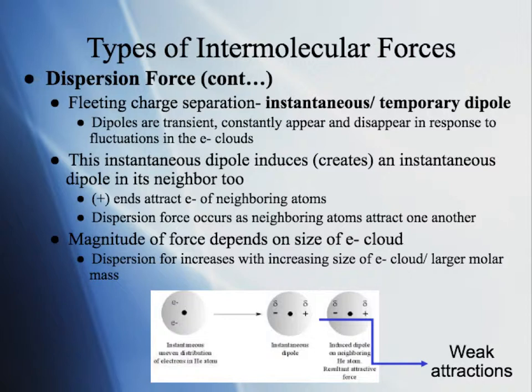For example, if one molecule has a slightly positive charge on one end, it's going to attract a slightly negative charge on a different molecule. It will probably push the electrons away in the other molecule. It's kind of weird to think about, but in any case, they can create an instantaneous dipole in their neighbors as well.